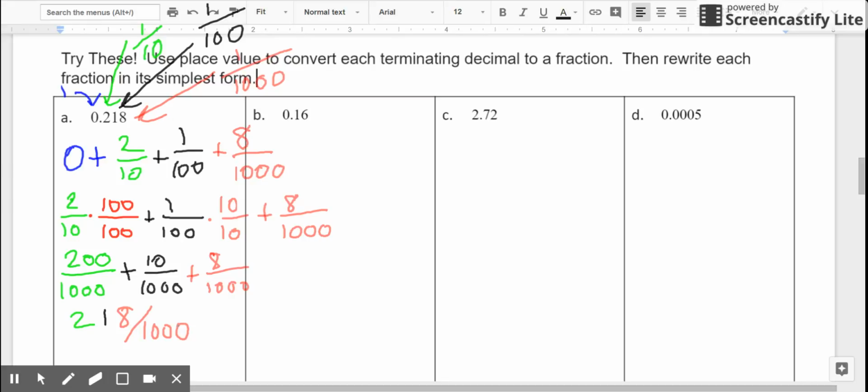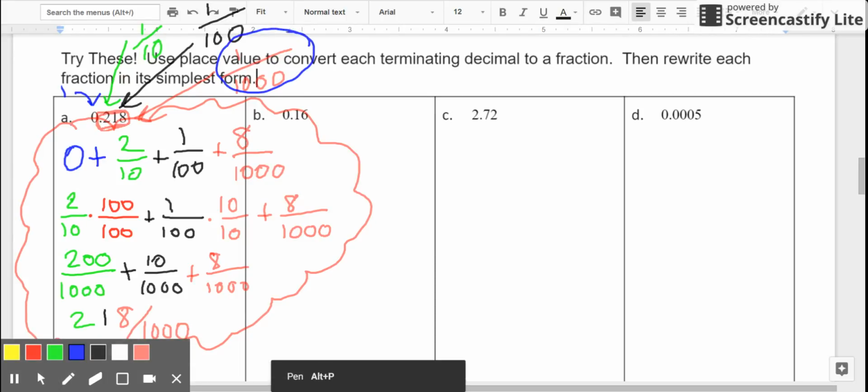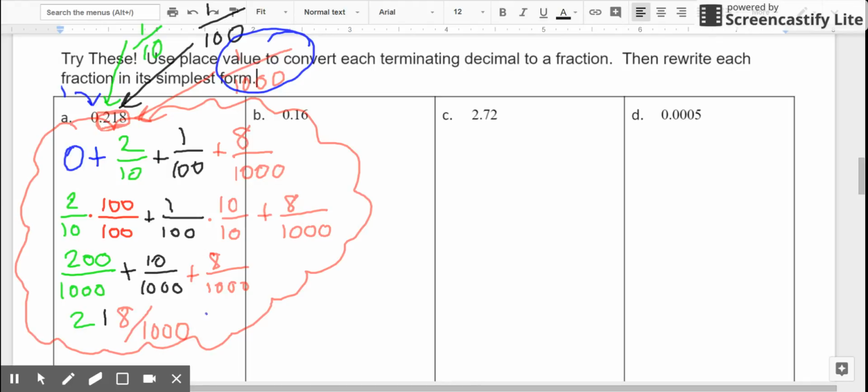So my shortcut was just to look at this furthest right place value and write my decimal as a whole number over that place value. So all this work, this is why it works. But all I really needed to know was that the furthest right place value was 1/1000th. And then I needed to write 218 over 1,000.